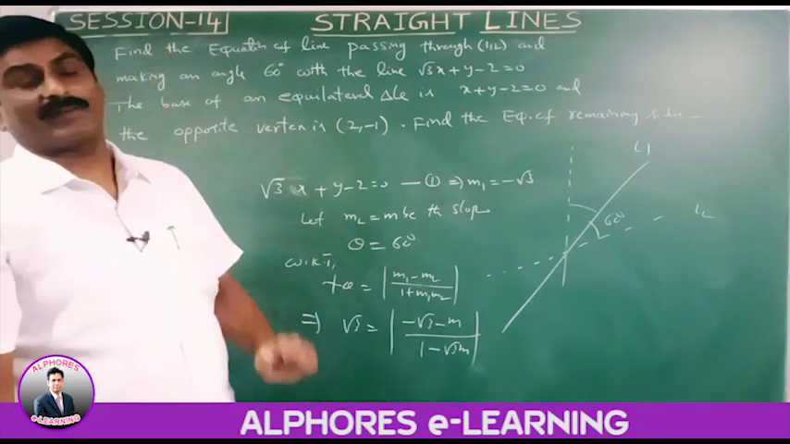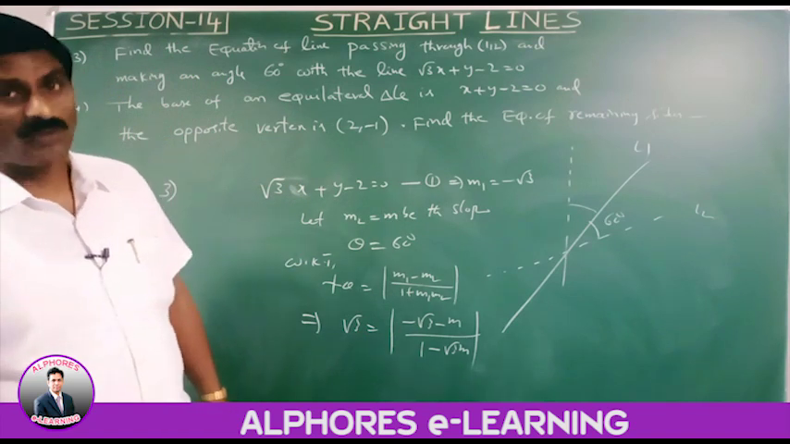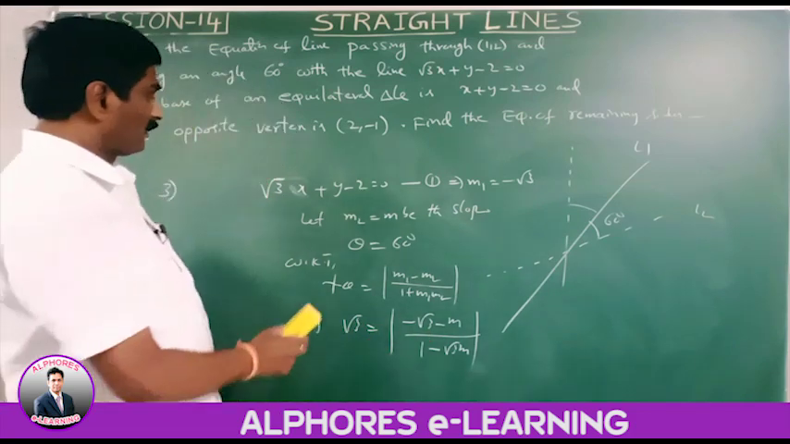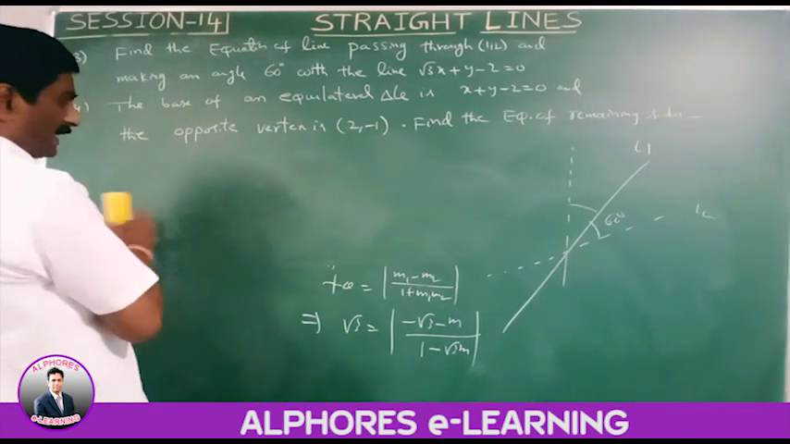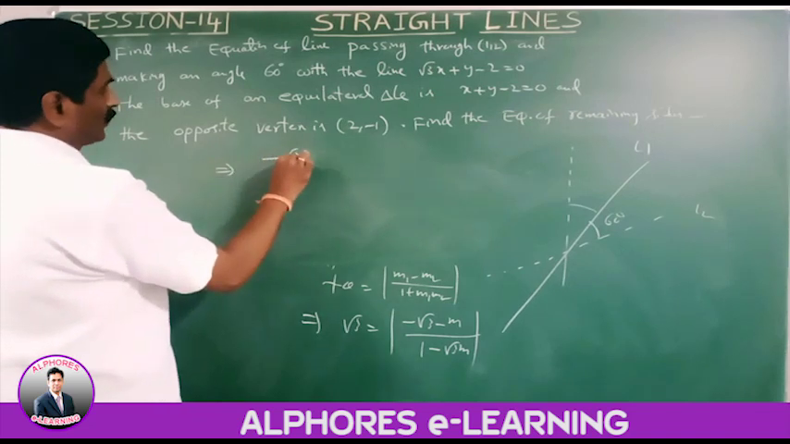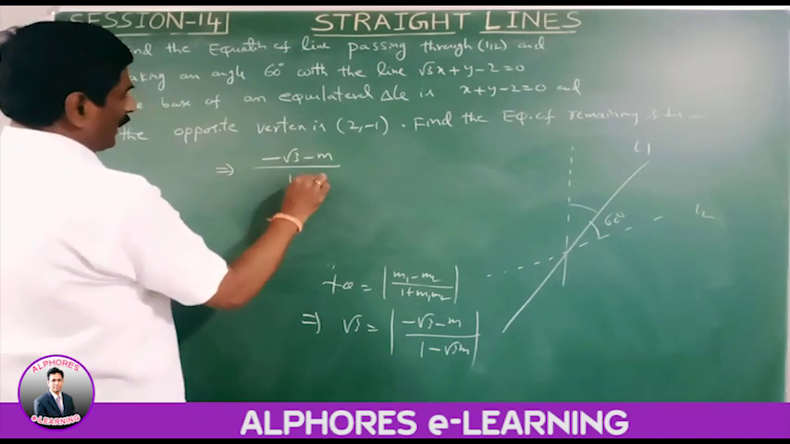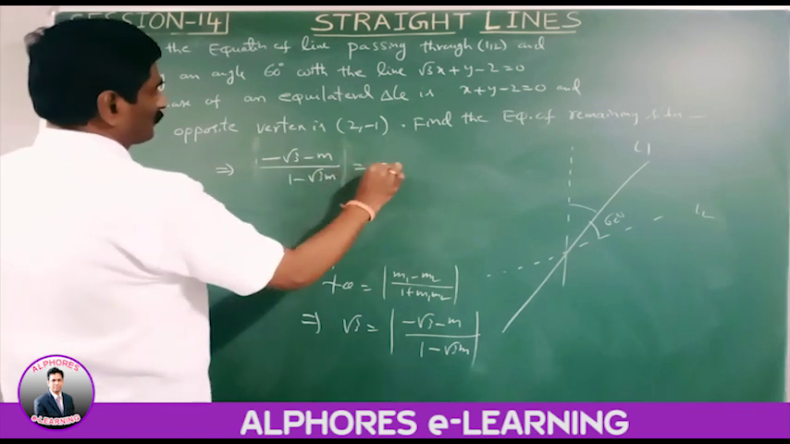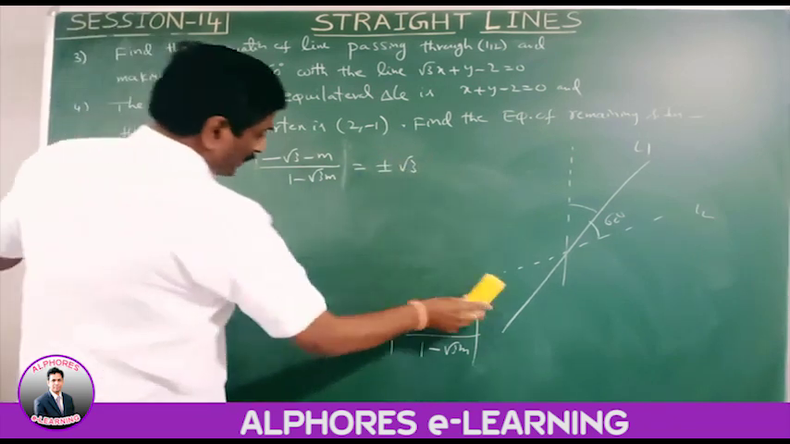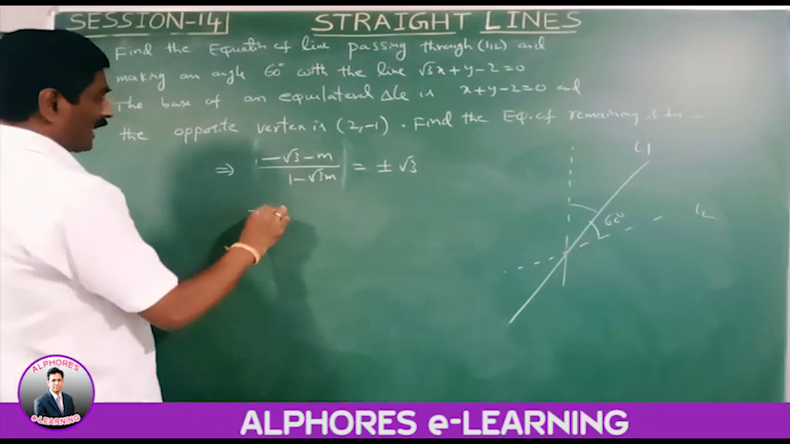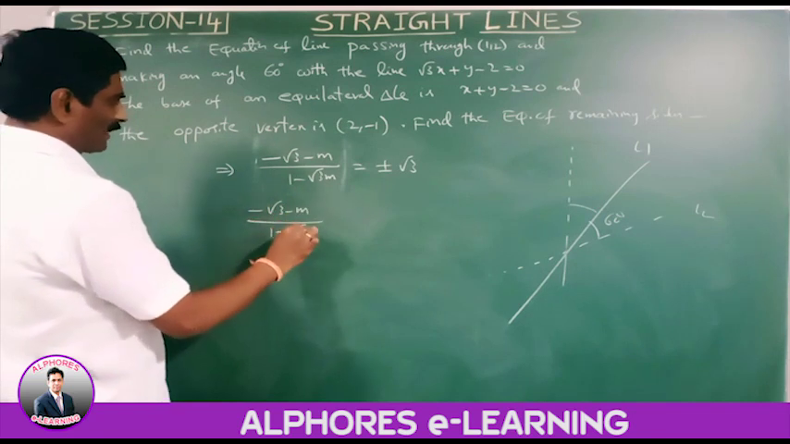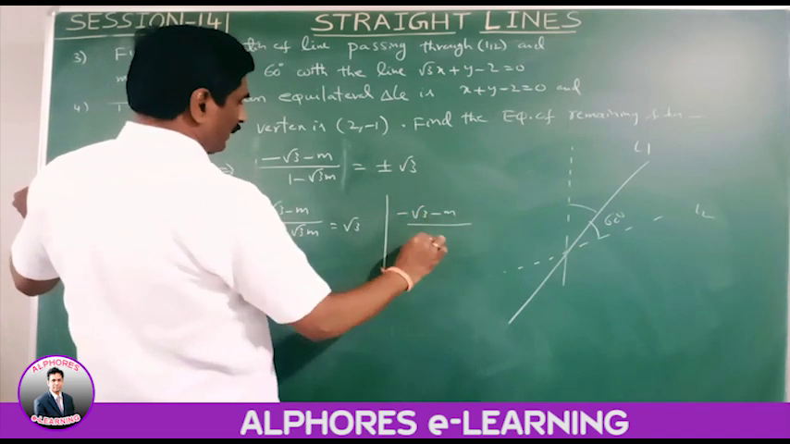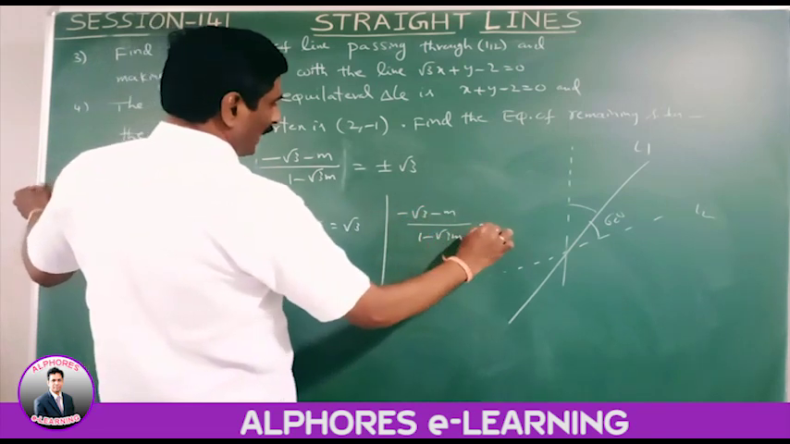If slope and point are given, what is the equation of the line? y minus y1 is equal to m into x minus x1. After removing the mod, it can be reduced into plus or minus root 3. That implies minus root 3 minus m by 1 minus root 3m is equal to plus or minus root 3. Case 1, we take plus root 3, and case 2, minus root 3. Minus root 3 minus m by 1 minus root 3m is equal to root 3, or it is equal to minus root 3.